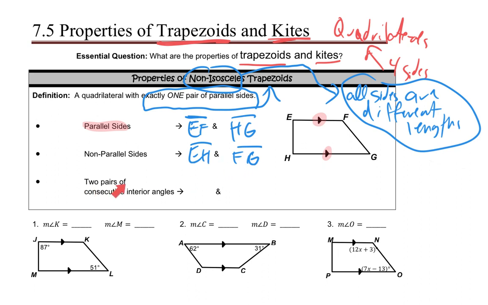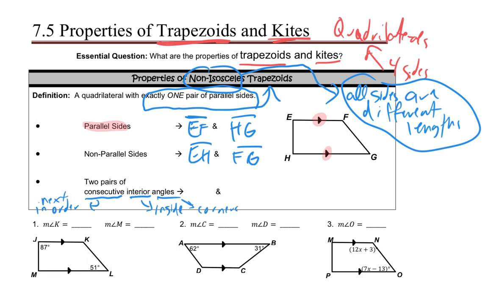And then two pairs of consecutive interior angles. Okay, so those are key words. All right, consecutive means in order, next in order, right? Like 1, 2, 3, 4, 5 consecutive, right? We know interior means inside. Okay, and the angles, right, are in the corners.